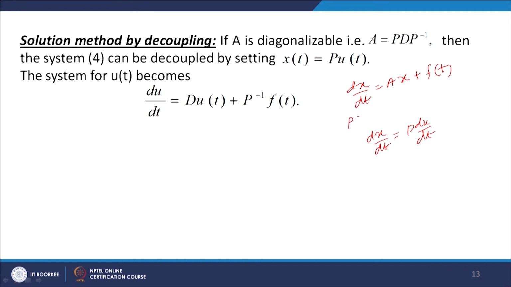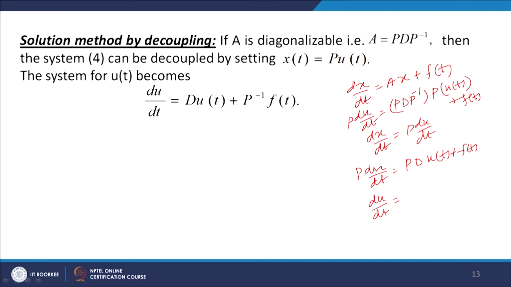So, what you get? P du by dt equal to A, which is P D P inverse, into x, which is P u(t), plus f(t). Okay. So, P du by dt is equal to P D P inverse P u(t) plus f(t). Now, P inverse P is the identity matrix. So, you get P D u(t) plus f(t). Now, pre-multiply this equation by P inverse. So, P inverse P will be the identity matrix and we will get du by dt equal to D u(t) plus P inverse f(t).